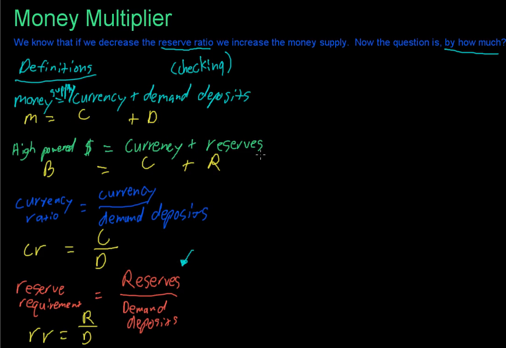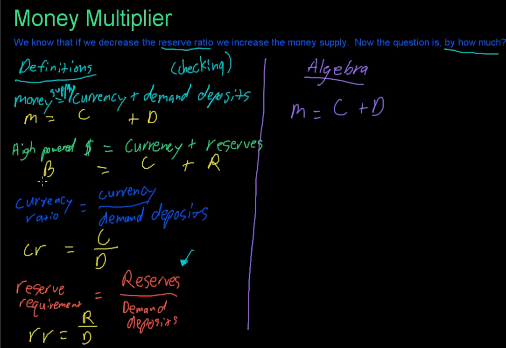Okay, so now that all of that's done, these are all of our definitions. Now we're just going to do a little bit of algebra. We're going to start with this top formula over here. So we're going to have M is equal to C plus D. And because we know that B is equal to C plus R, we're going to divide the left side by B, and we're going to divide the right side by C plus R. You'll see why we're going to do this in a second, but we know that that's okay because these two things are equivalent. Okay, and now we're going to divide the top and the bottom of the right side by D.